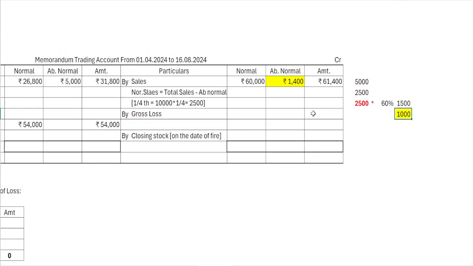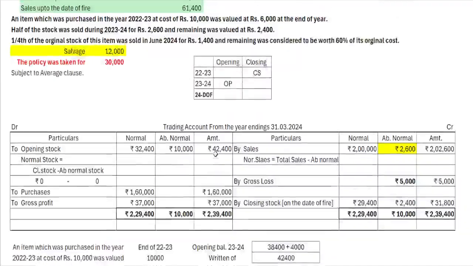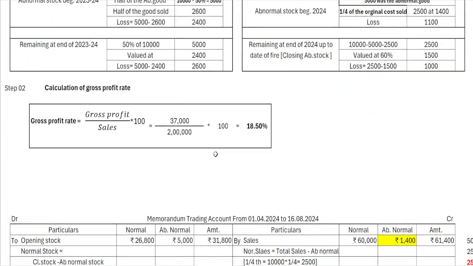Then the total abnormal loss for the year is here. Here we sold 2500 worth of goods for 1400, then 1100 is the abnormal loss due to sale, plus here the 40% worth we have written off, which is 1000. Then the total abnormal gross loss is 2100. Then let's see if any other information is given. Okay, this is given.